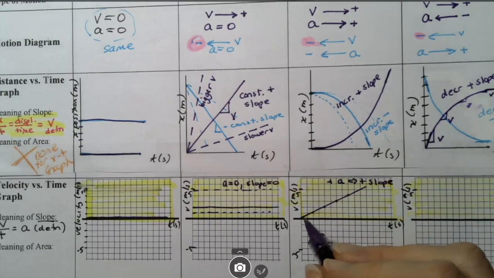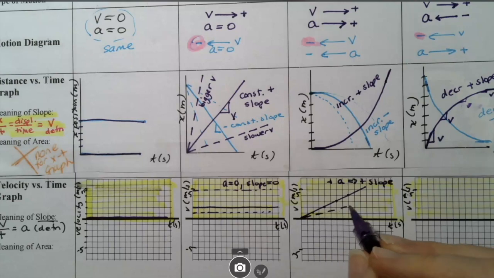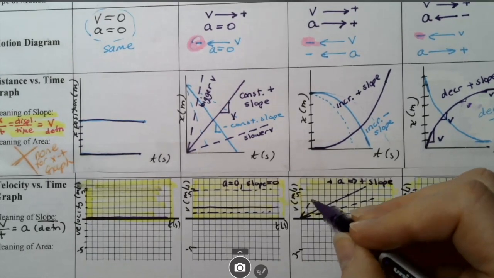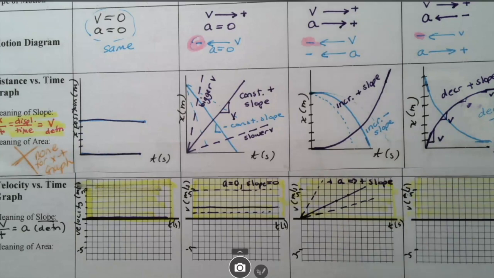Now, if I had a less steep slope, I'm still moving with increasing speed, but now I have a smaller acceleration because my slope is smaller. This is a bigger slope, so I have a bigger acceleration, still increasing speed, but I'm doing it more quickly.